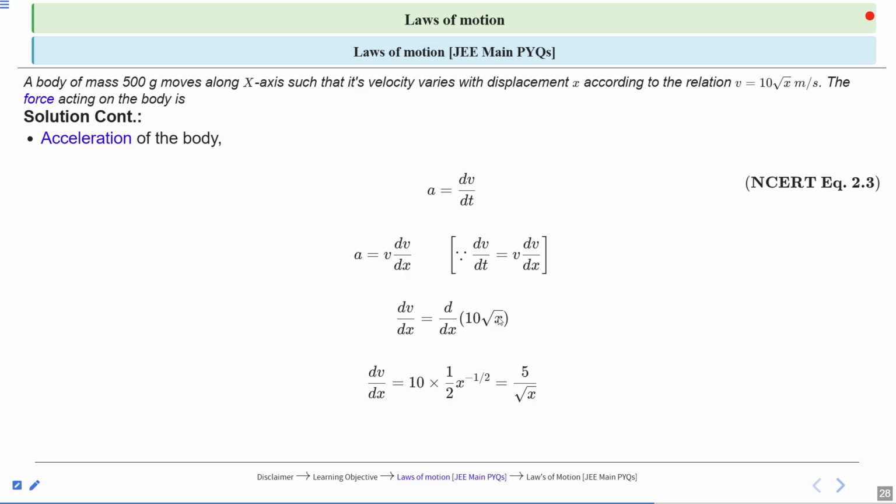Root means the power is 1 by 2. So the power comes outside and we subtract 1 from the power. So the power is 1 by 2 minus 1. The remaining power is x raised to the power minus 1 by 2. So dv upon dx is 5 divided by root x.